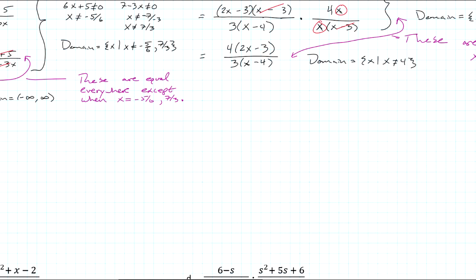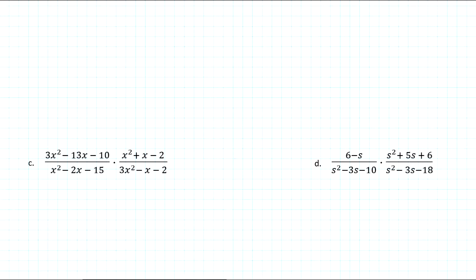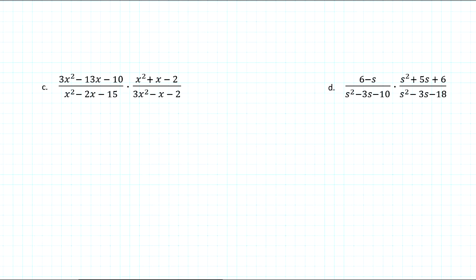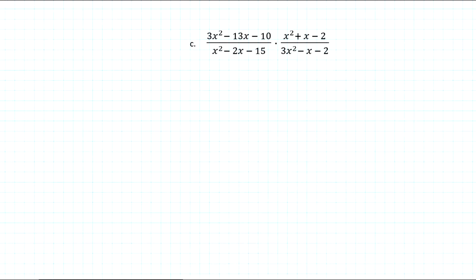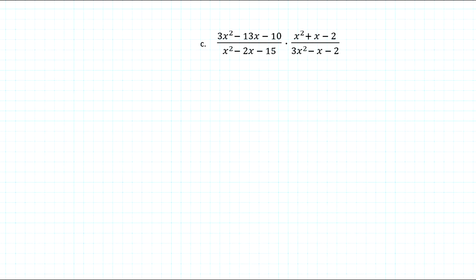Right, we've got a couple more to go here. Oh, this looks like a lot of factoring. All right, part C. I'm going to do the domain stuff off to the left here after I do the factoring. So we have 3x squared minus 13x minus 10 over x squared minus 2x minus 15 times x squared plus x minus 2 over 3x squared minus x minus 2.